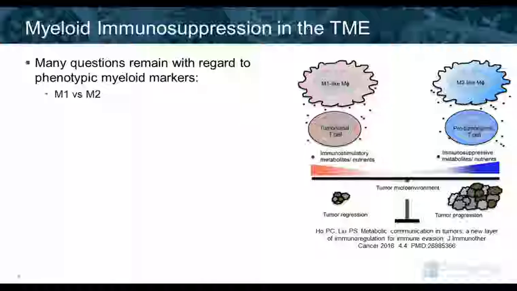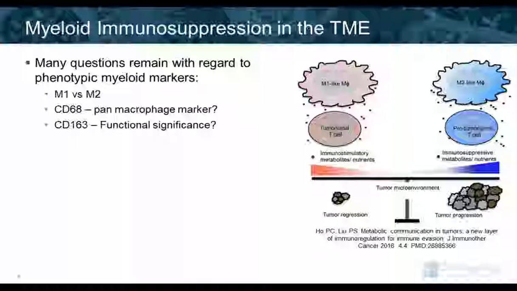Questions such as the M1 versus M2 paradigm. CD68, as I mentioned, has been used as a pan-macrophage marker, but is it truly a marker of all macrophages, and is it marking only macrophages? What is the functional significance of the immunosuppressive marker CD163? And then these other markers of myeloid cells, what is their functional significance, and what type of cells are they labeling?